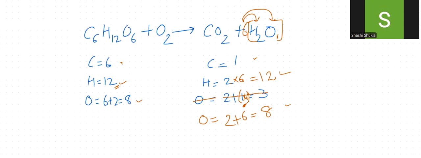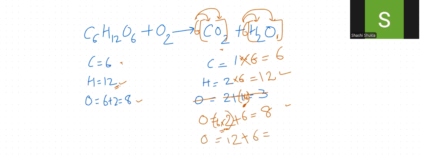Now, to balance carbon, what do I need to do? Multiply it by 6. To do that, I need to put a 6 here. Now, this 6 is for both C and O2. So 1 into 6 gives me 6. But here in O2, this 2 is multiplied by 6 now. I should have changed the color. That's okay. So now my O becomes 6 2s are 12 plus 6, which is 18.